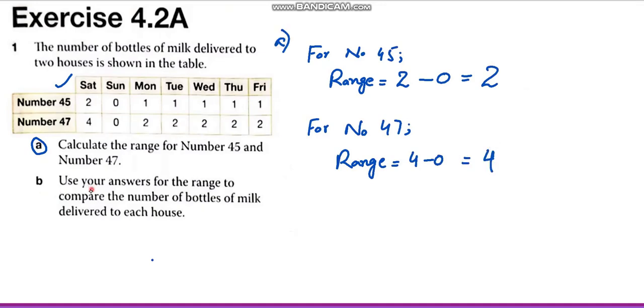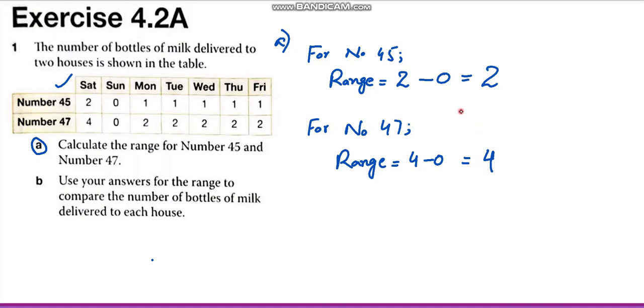In part B, they want us to compare the range of the two data sets. For number 45, the range is 2, and for number 47, the range is 4. The range basically indicates the spread of the data. So we can clearly see that the deliveries to house 47 have greater variation than house 45.